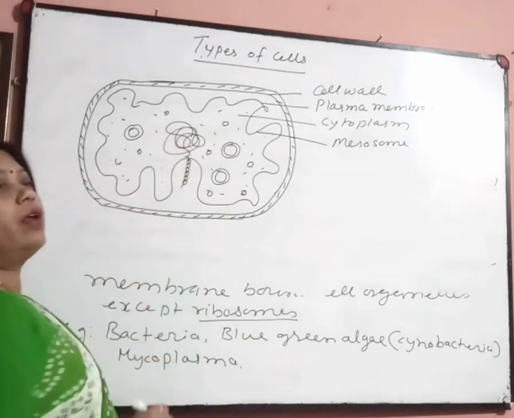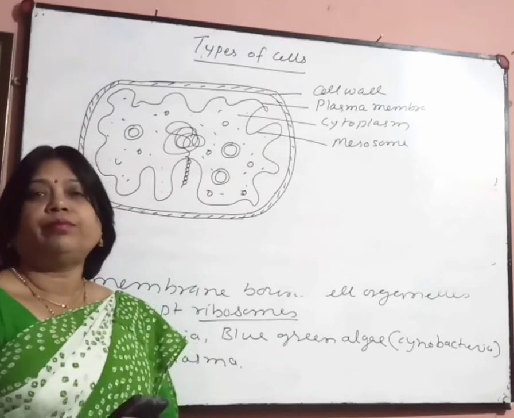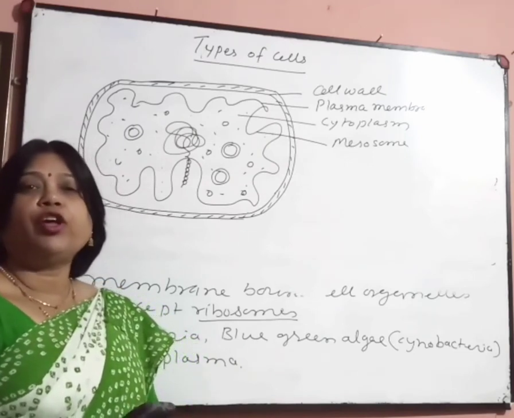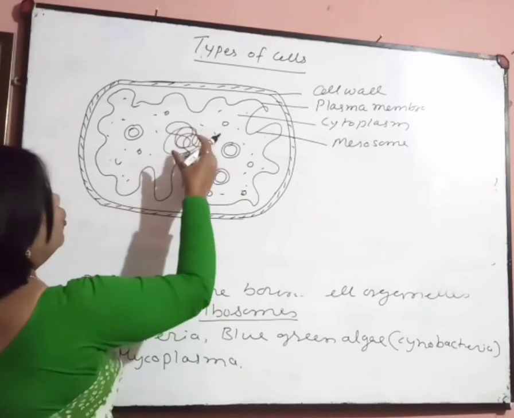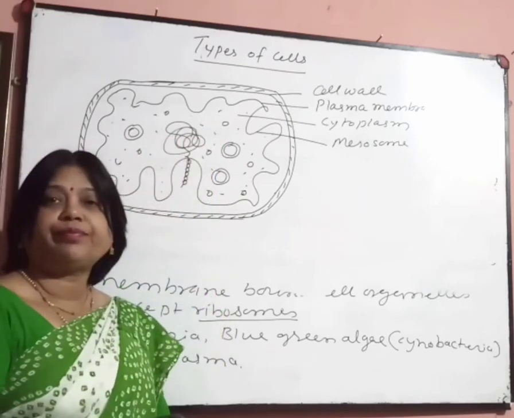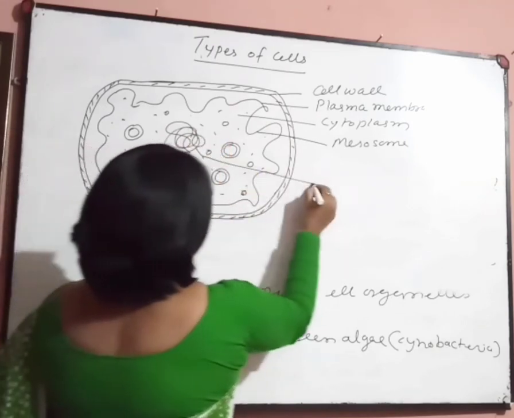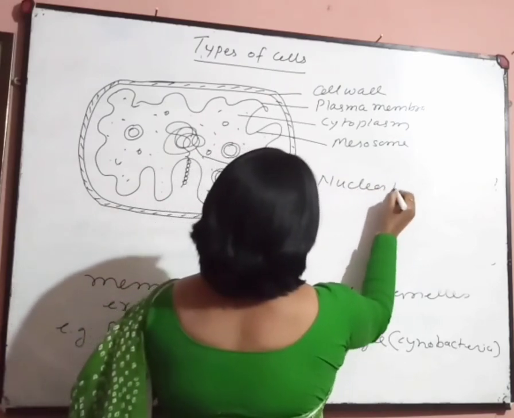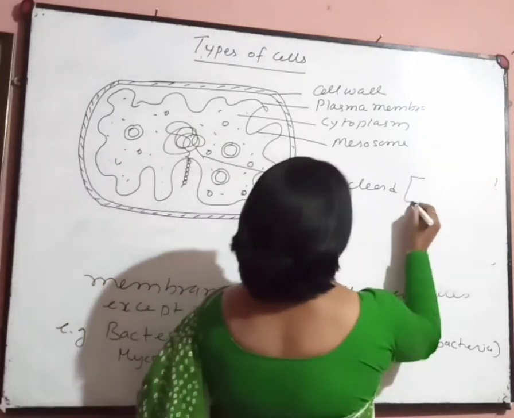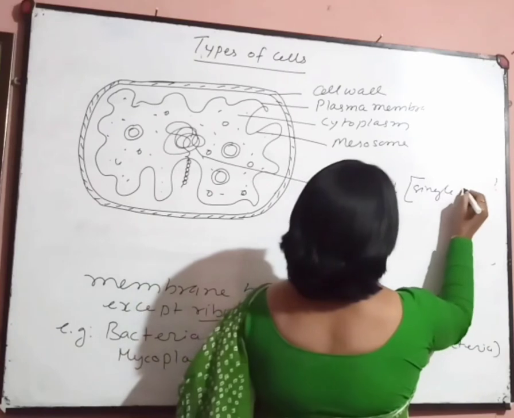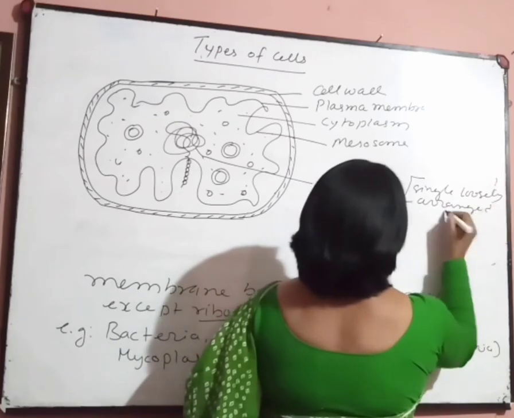In the center, a single DNA molecule is present, and this DNA is loosely arranged, and this is the genetic material or genome of the bacteria, and this part is called the nucleoid, and this nucleoid contains the single loosely arranged DNA.